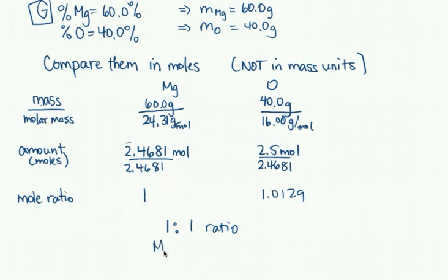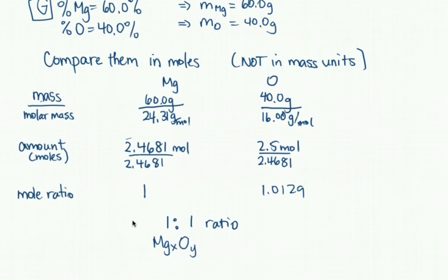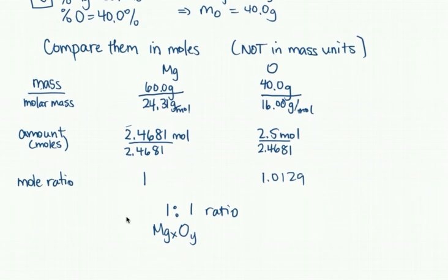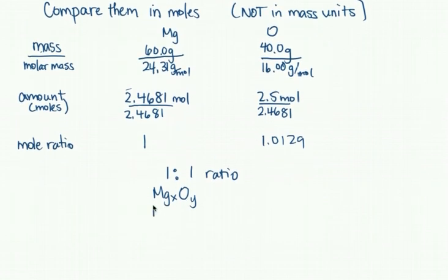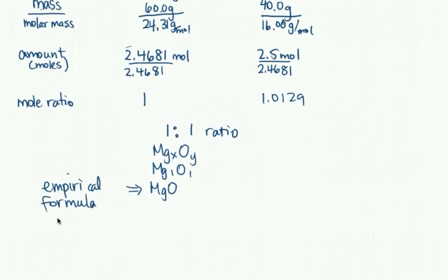So now we're going to build our formula. We had a 1-to-1 ratio, so just put it in. There it is. We don't write the 1. So in the end, this here is our empirical formula. I'm going to call it EF so I don't have to keep writing it out. That's your empirical formula for magnesium and oxygen.